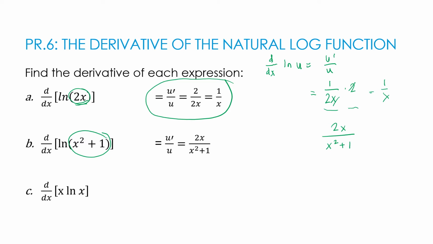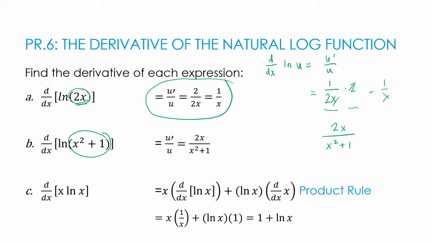Last one, x times the natural log of x. Don't be fooled. This is a product rule problem. So what I have here is the derivative of x times the derivative of the natural log of x. So remember, our product rule says we're going to take the first times the derivative of the second plus the second times the derivative of the first.